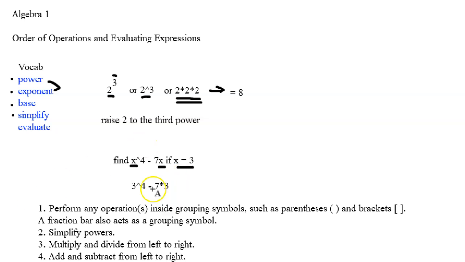So for example, like this, 3 to the 4th minus 7 times 3, you can actually rewrite it like this and understand why we are going to follow the order of our operations the way it is. Okay, so I basically wrote it out in long form. 3 to the 4th is 3 times 3 times 3 times 3, 4 times basically. And then 7 times 3 is going to be 7 3's added together.